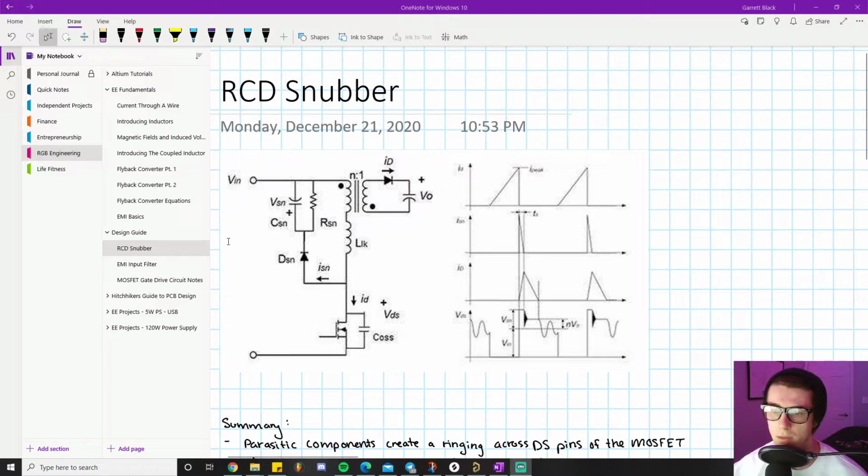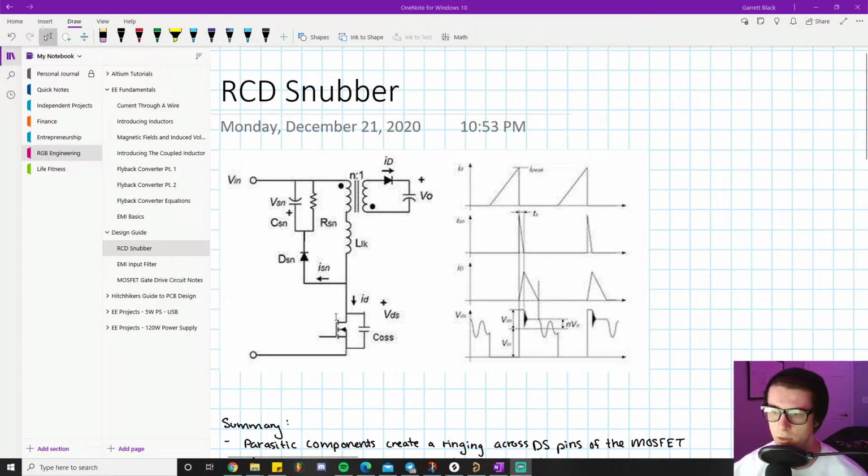And if you look at this diagram I have right here that shows the application of an RCD snubber, you'll see here's the resistor, the capacitor, and the diode. And so what we're looking at here is your typical flyback converter. You see you have the transformer right here, and you have the MOSFET right here.